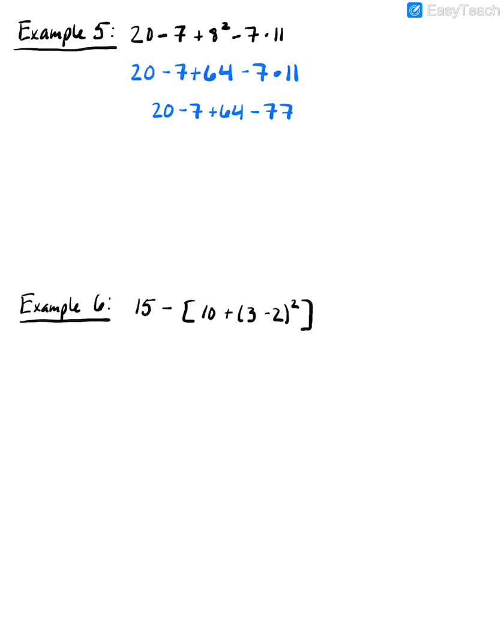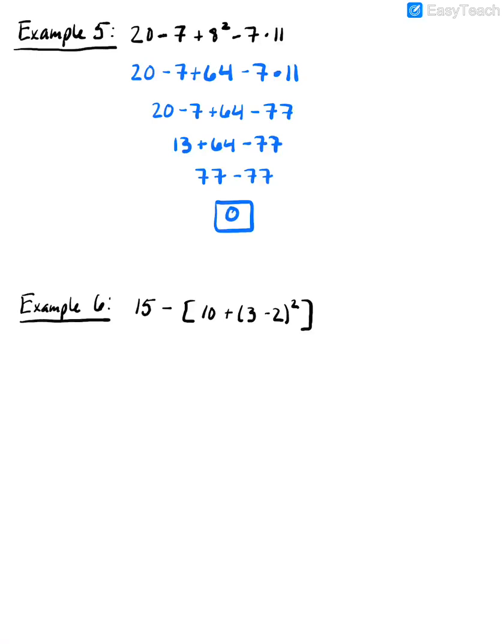Okay, and now I work left to right because all I have left is addition and subtraction. So 20 minus 7 comes first. Then 13 plus 64 comes next. It gets me 77. And then 77 minus 77 gets me 0. And remember, it's okay to have 0 as an answer. That's a number, right? And just like the last example, I had a negative number. That's okay too. Negative number is an integer, so that's fine. And we're going to have plenty of those this semester, okay?